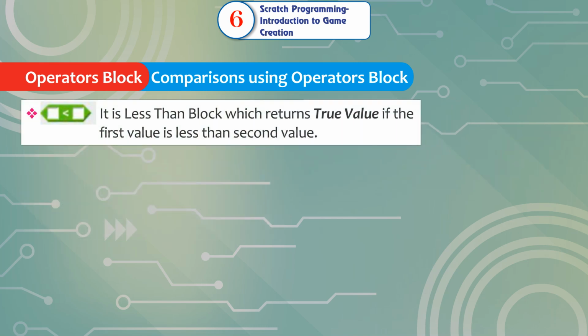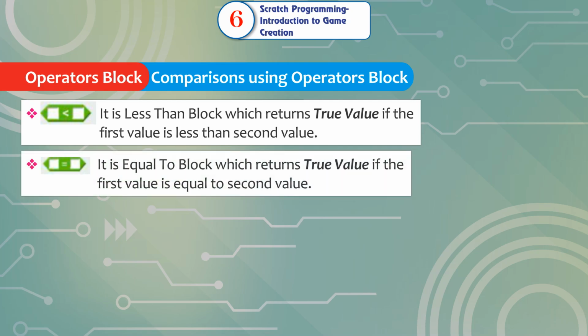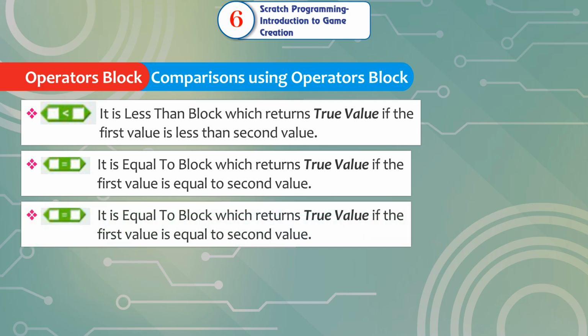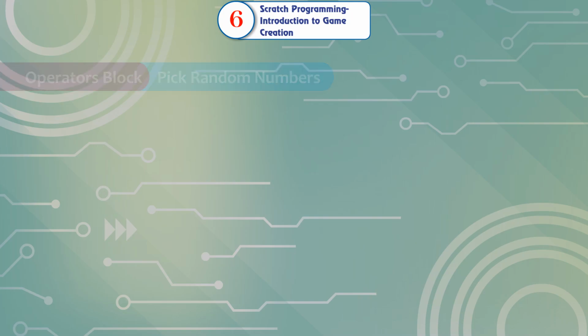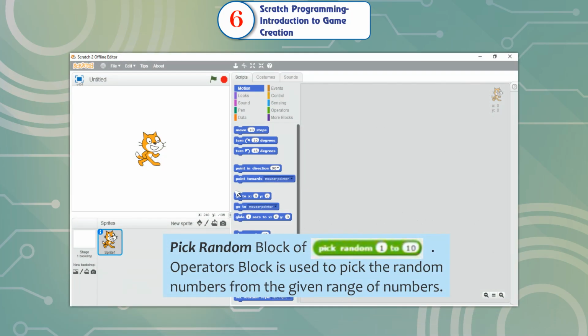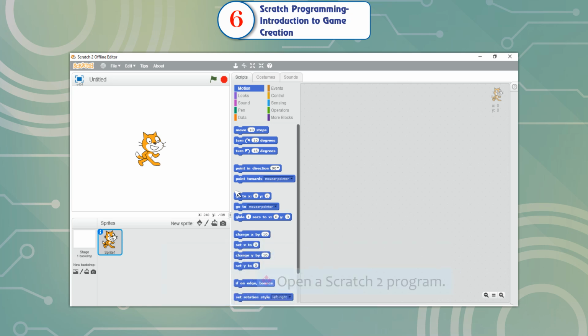It is the less than block, which returns true if the first value is less than the second value. It is the equal to block, which returns true if the first value is equal to the second value. It is the greater than block, which returns true if the first value is greater than the second value. Pick random numbers: the pick random block of operators is used to pick random numbers from a given range of numbers.